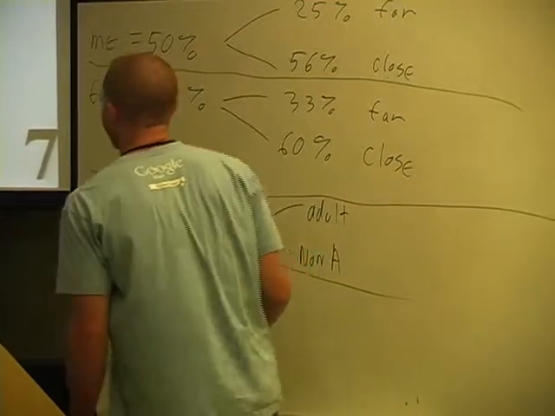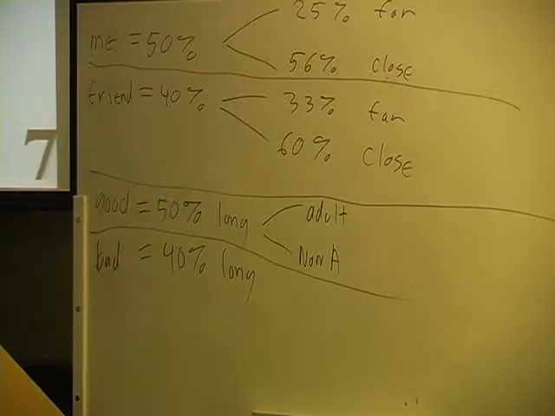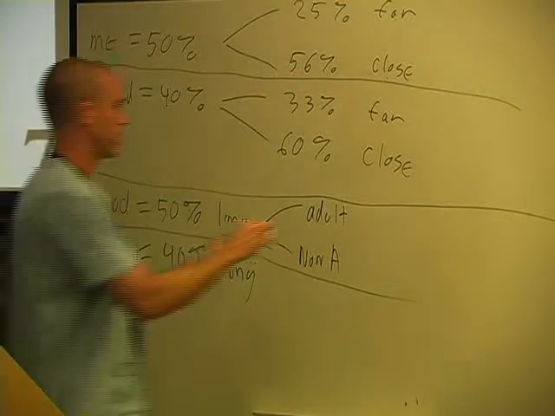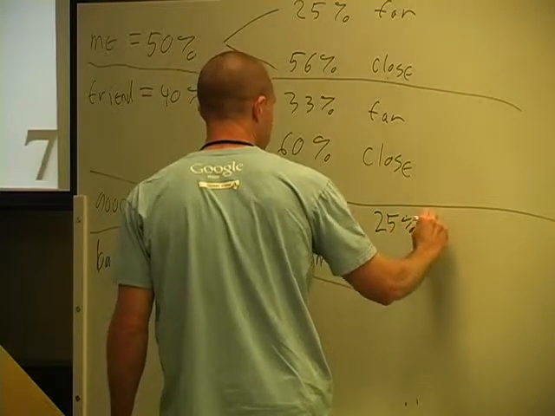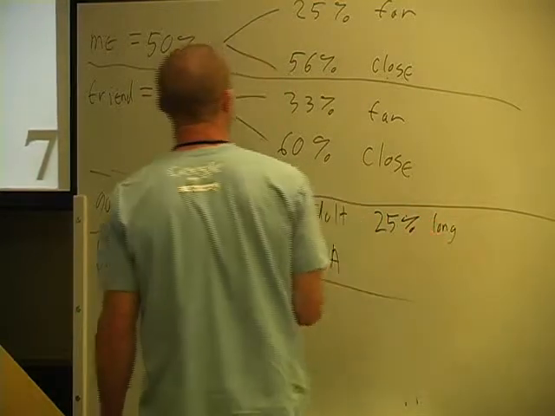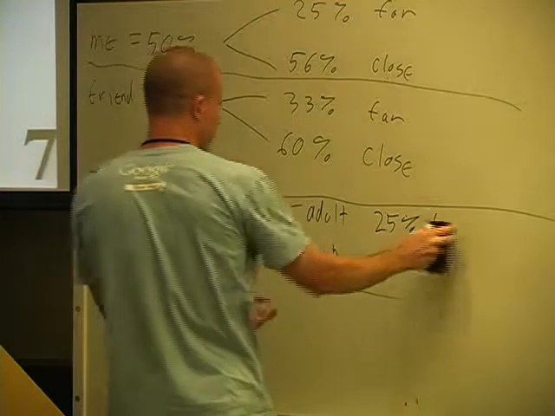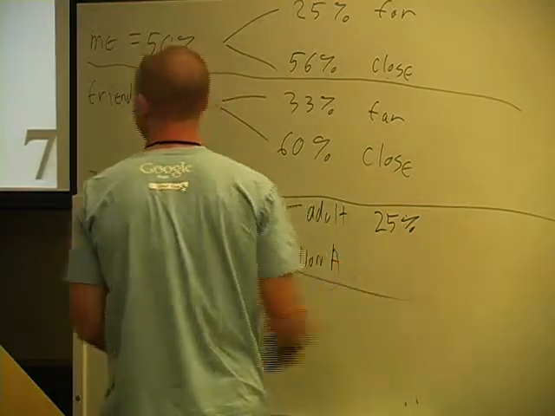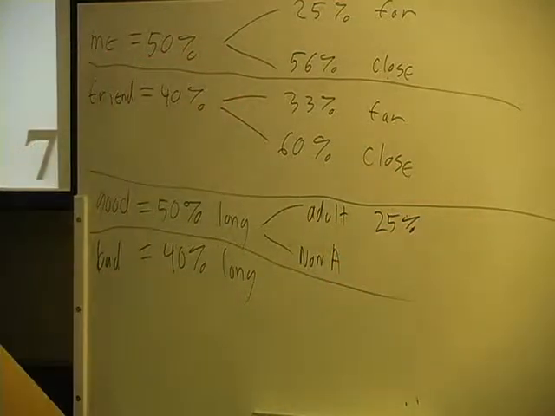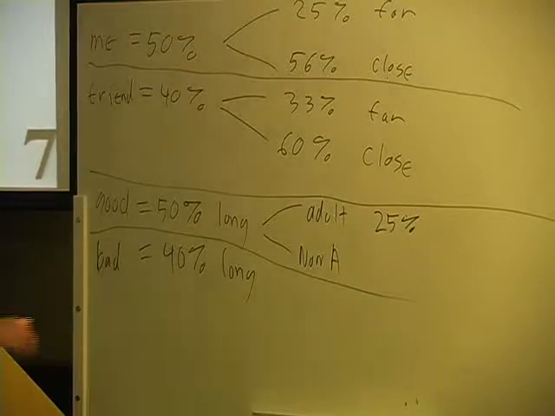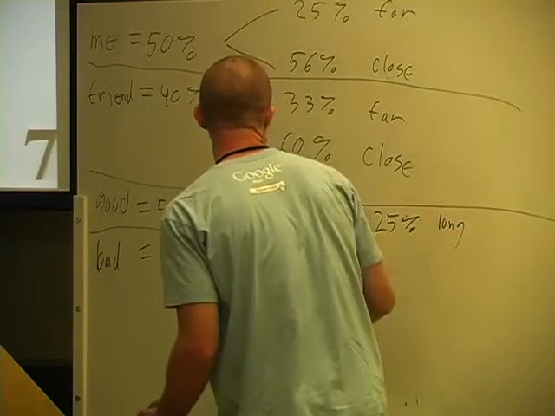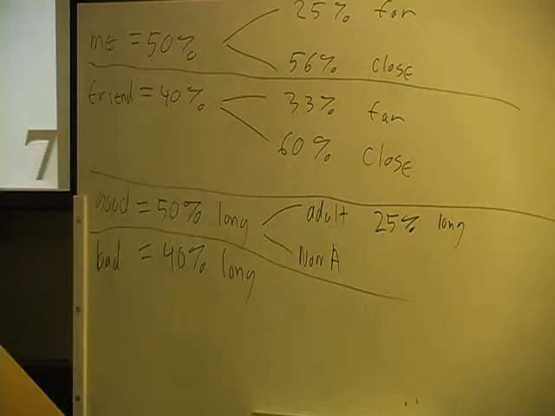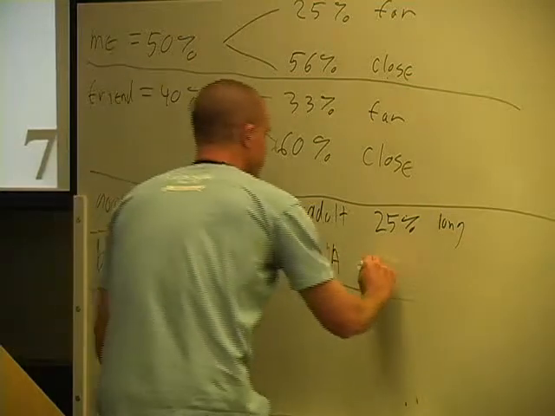Okay, so the adult queries are 1 out of 4, 25% long. Right? These are 25% long. Sorry, I'm thinking about what percent are long, but they're 25% for the adult queries here. And then the non-adult queries, if I look at the non-adult queries for the good pages, these are 9 out of 16, which is 56% long.